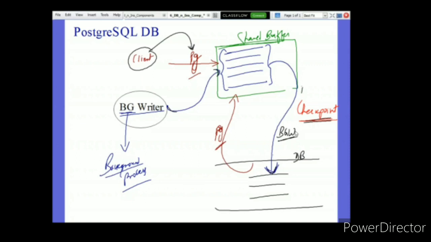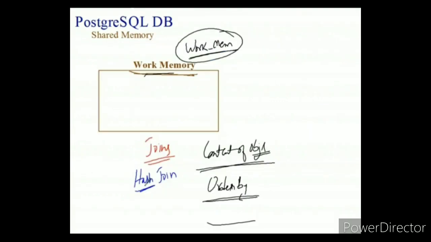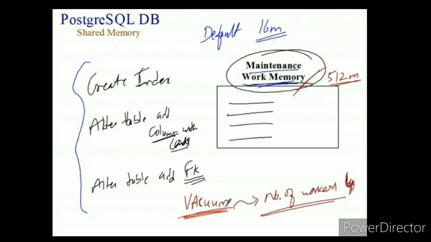Next is work memory. Work memory does the memory allocations for order by, group by, and these kinds of operations. Whenever the user connects, it allocates the memory, and whenever the user disconnects, it deallocates the memory. It is similar to the PGA in Oracle.